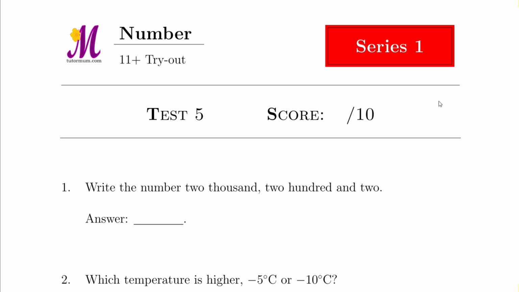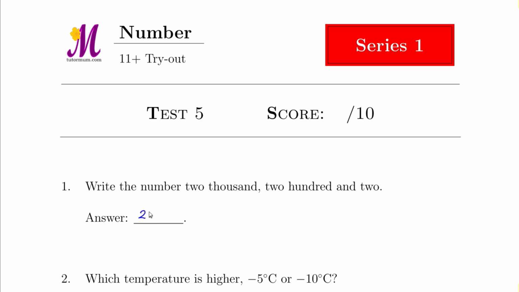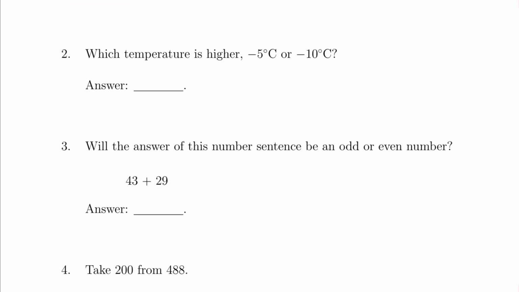First question in test 5. Write the number 2202. What you need to think about is just the position. It's 2000 and then 200, and after the 200 it should be tens, but we don't have tens. We go to the units. So 0 and 2. Then we read it as 2202.